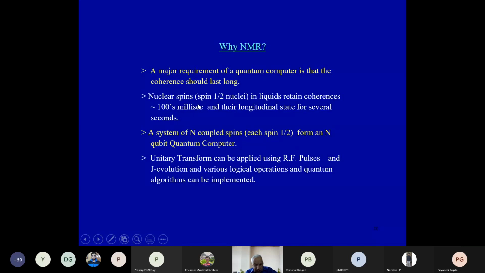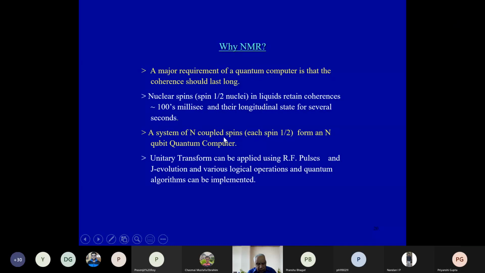It so happens that the nuclear spins have a very tiny magnetic moment and interact very weakly with the environment. So it retains its coherence for very large times, of the order of hundreds of milliseconds, and the longitudinal state for several seconds. This is the main reason why we are trying to say that we can use NMR for quantum computing.